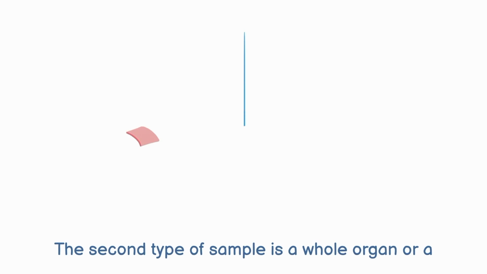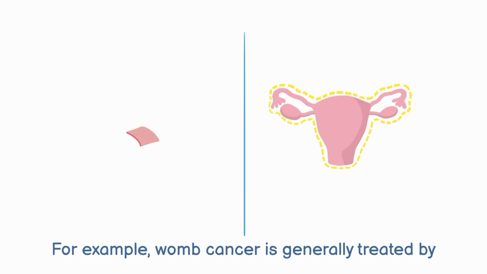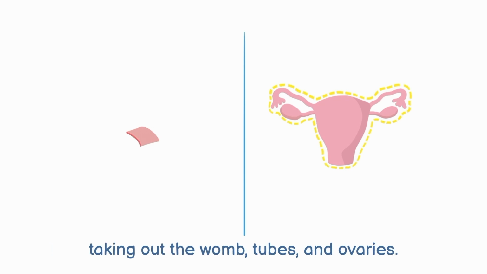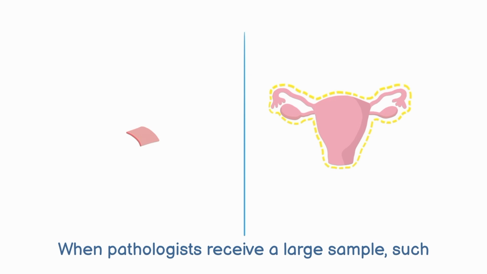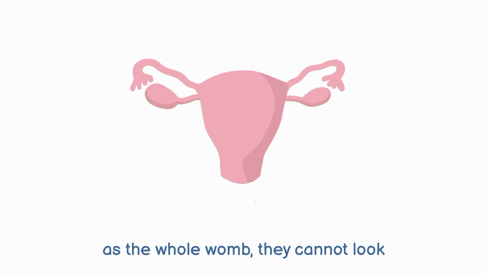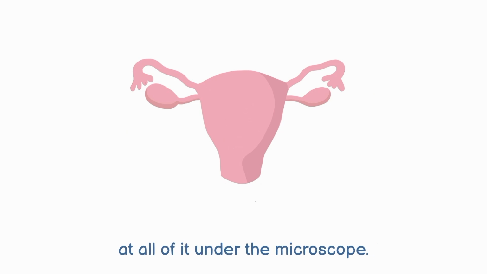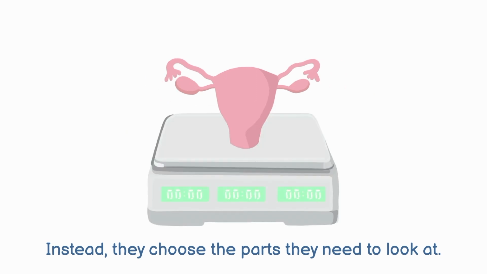The second type of sample is a whole organ or a large part of an organ that is removed during surgery. For example, womb cancer is generally treated by taking out the womb, tubes, and ovaries. When pathologists receive a large sample, such as the whole womb, they cannot look at all of it under the microscope. Instead, they choose the parts they need to look at.